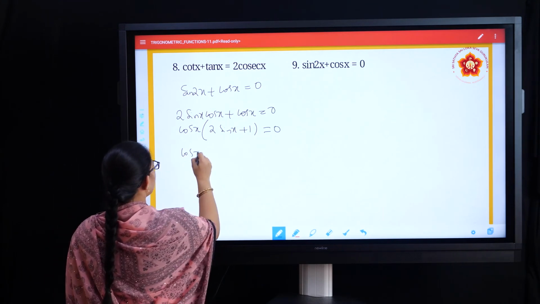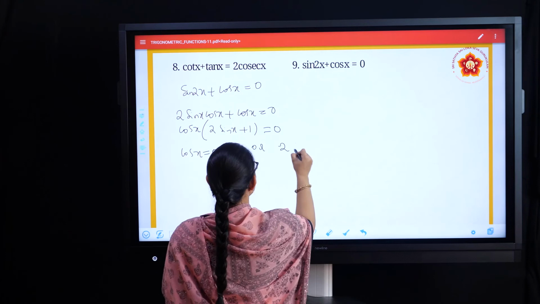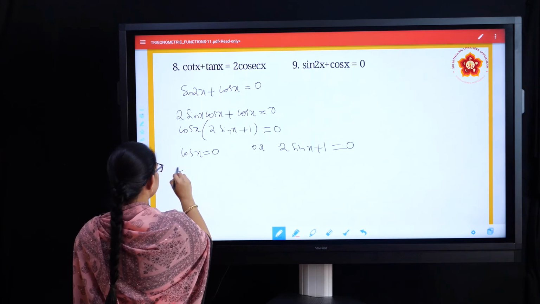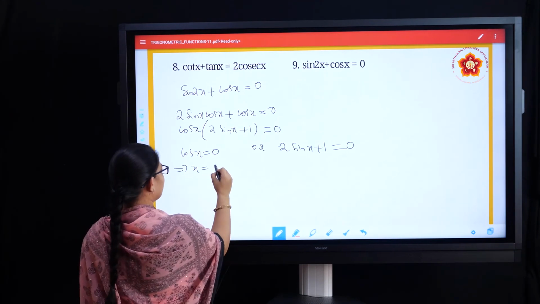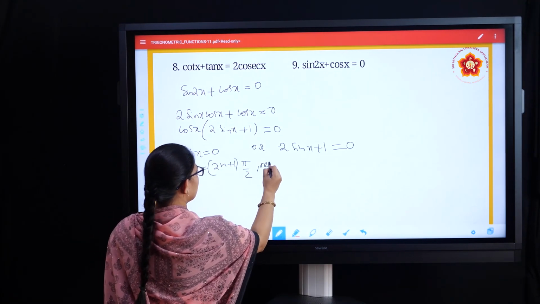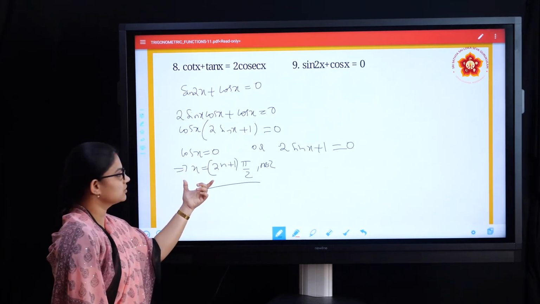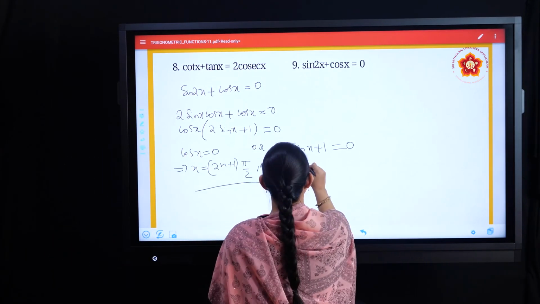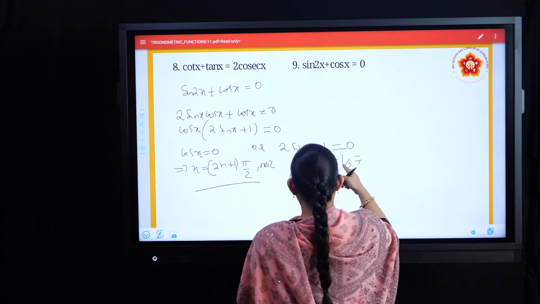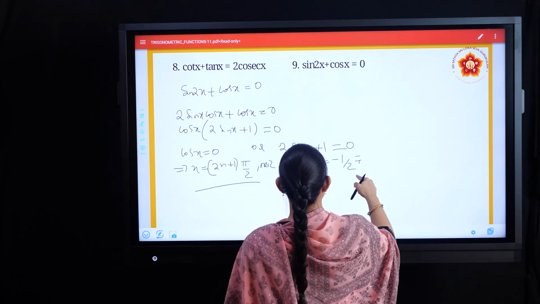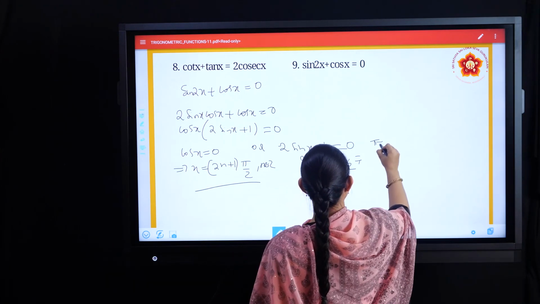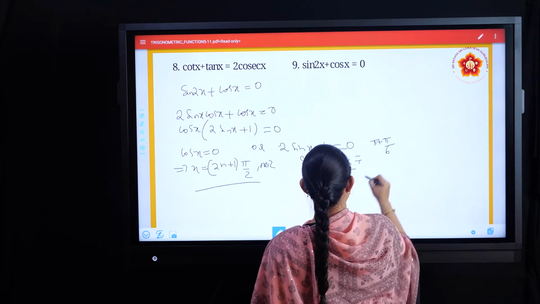Now either cos x should be equal to 0 or 2 sin x plus 1 should be equal to 0. Now cos x is equal to 0 implies x is equal to, we know it is an odd multiple of pi by 2, that is 2n plus 1 pi by 2 for n belongs to z. So this is one of the general solutions here, odd multiple of pi by 2. Or here I can write sin x is equal to minus half. It is negative in the third quadrant, so we need a third quadrant angle. That is pi plus pi by 6, that is 7 pi by 6.